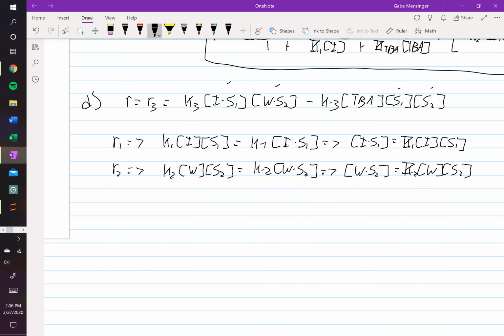And that's just from our QE assumptions. So now we get that, plugging those terms back in.